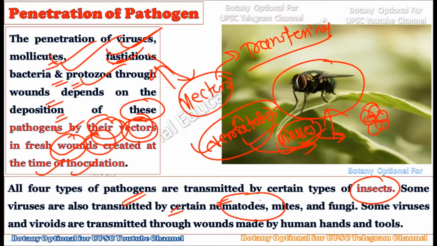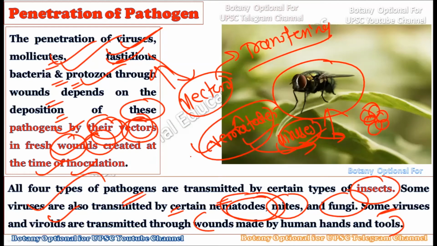Then not only the nematodes, mites and fungi are also carrying some kinds of viruses. Some viruses and viroids are transmitted through wounds made by human hands and tools. In the agricultural field, majority of the time humans directly or indirectly injure the plant. In such a case, the viruses and viroids can get transmitted within the plant body.